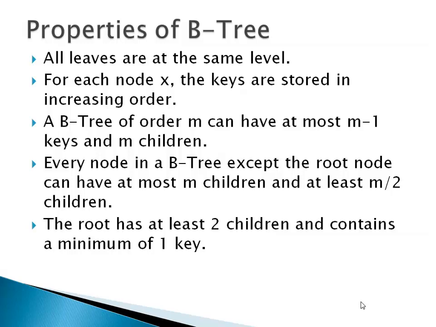Properties of B-tree: all the leaves are at the same level. Each node contains more than one key and the keys are stored in increasing order. A B-tree of order M can have at most M minus 1 keys and at most M children. Every node in a B-tree except the root node can have at most M children and definitely should have a minimum of M by 2 children. The root has at least 2 children and contains a minimum of 1 key.